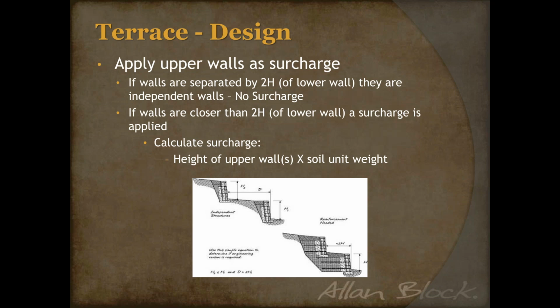To calculate what the surcharge value should be, you're going to take the height of the upper wall or walls, depending on how many you've got, and then you're going to multiply it by the soil unit weight, or the density of that soil, and that's going to give you a value. So if you've got a 4 foot tall wall and it's 120 pounds, you're going to apply 480 to the top of your lower wall to represent that upper structure. And then if you've got more and more walls, the taller they are, you've got a little bit more surcharge to throw on there.